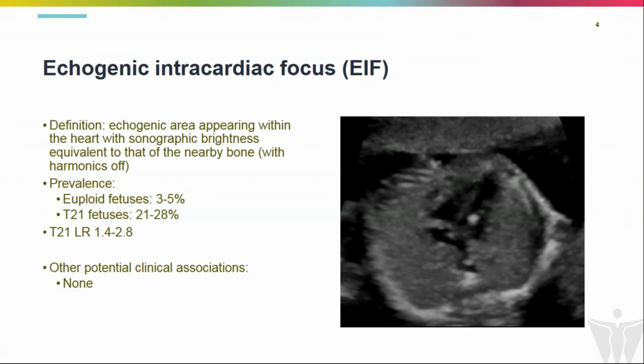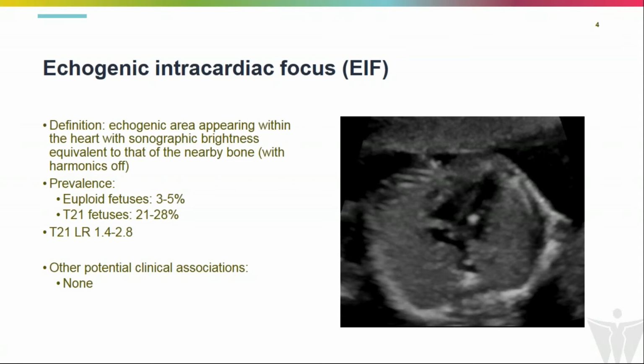There on the screen, you can see a 4-chamber view of the baby's heart, and an EIF is an echogenic area appearing within the heart with the sonographic brightness equivalent to that of nearby bone when you turn the harmonics off. This is pretty prevalent.